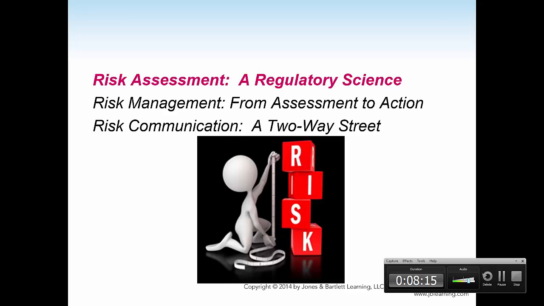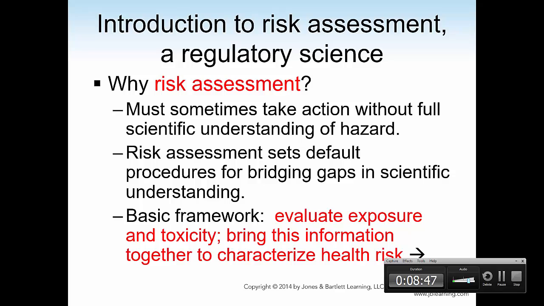Risk assessment. Okay, so this is a regulatory science. People want data. I want to know, what is my risk? To find that out, there's going to be some math involved. And if you're going to make policy, you have to have some numbers there for regulators, okay? People in government, you have to have some numbers. So measuring risks, okay? Why risk assessment?